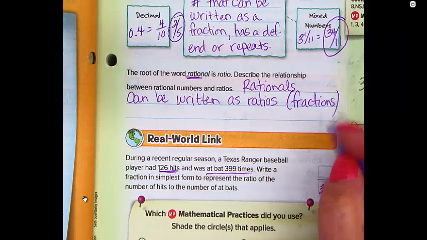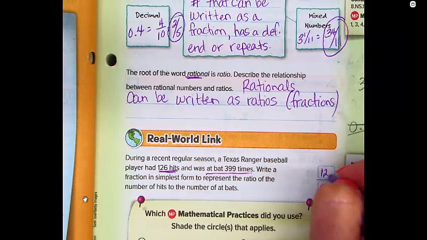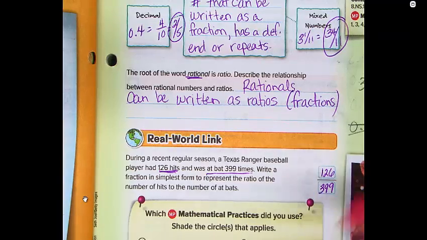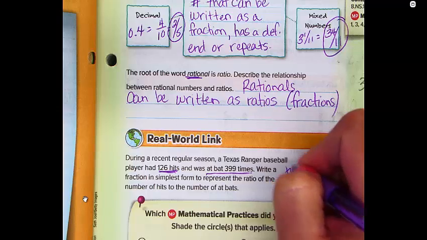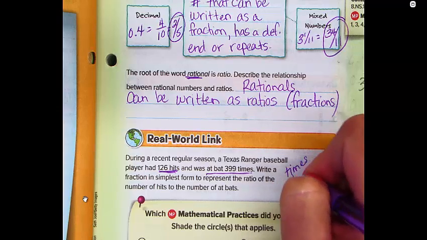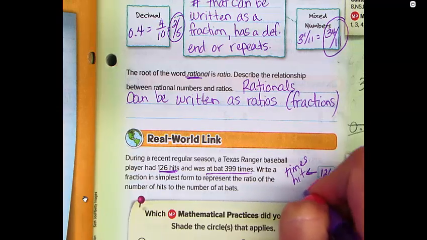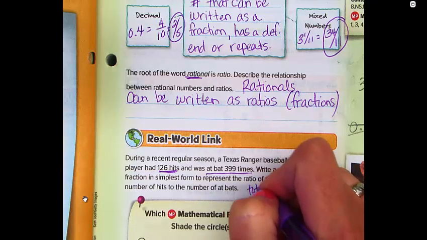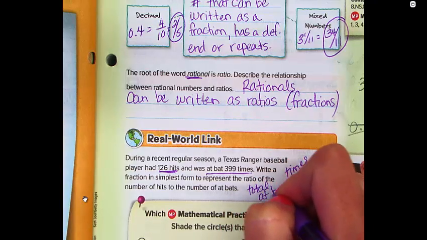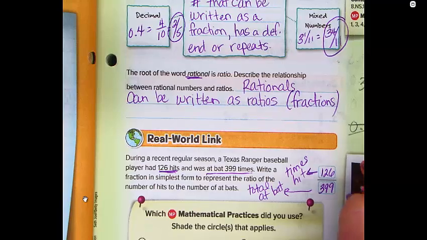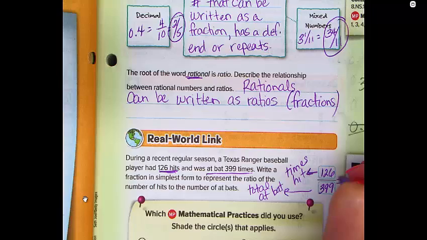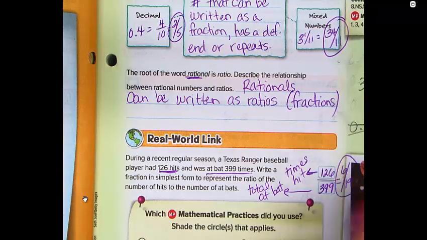So my ratio, how many times he hit it, is going to go on top. How many total times he was at bat, so this is the times he hit it, and this is the total at bat. And so this ratio would be 126 out of 399. If you can reduce that, go ahead. It does reduce. And once you keep reducing, you get eventually down to 6/19. And that is your final answer.